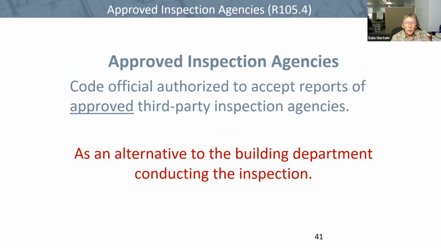So another important addition to the code is a statement that says that the code official is authorized to accept reports of approved third-party inspection agencies. And this was added particularly to deal with the energy rating index, an additional compliance approach that's added in the 2018 compared to the 2012 current code. And so what this says is that explicitly the building department can accept inspection reports from approved third parties.